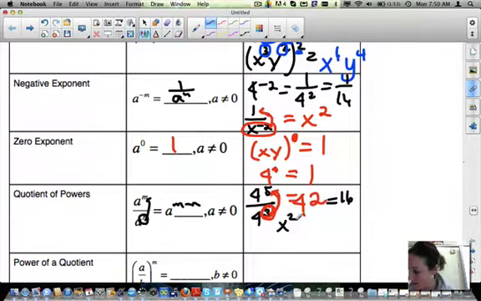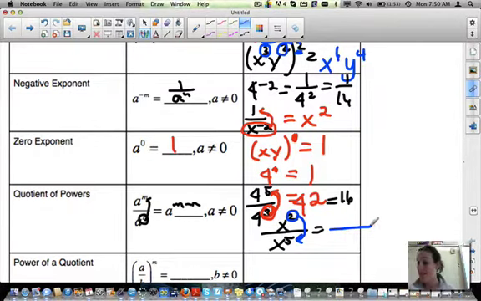x squared on top and x to the 5th in the bottom. Again, take the small to the large. Okay, so I'm taking these down to the denominator. Since I'm taking them down to the denominator, something has to replace it in the numerator. So since there's nothing there, I'm going to put a 1. So taking the 2 down, subtracting it from the 5, 5 minus 2 is 3.